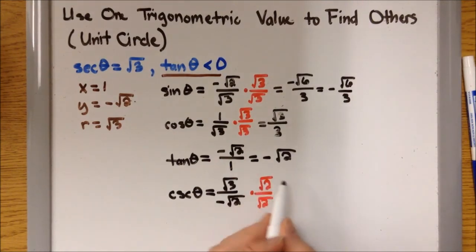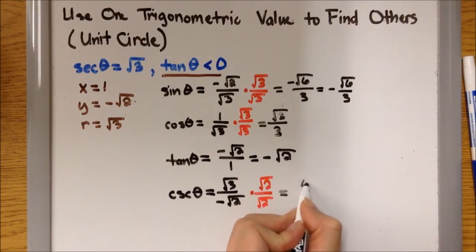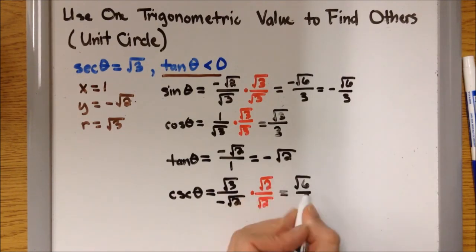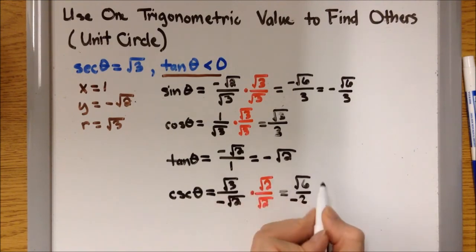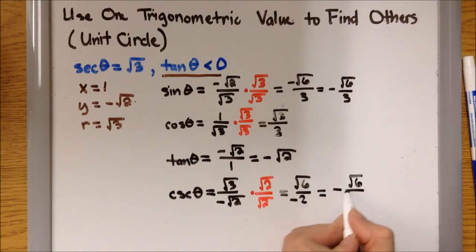So when we rationalize it and multiply, on the top it will be square root of 6, and on the bottom, square root of 2 times square root of 2 is square root of 4. Square root of 4 is 2, but remember, we had a negative at the bottom. And then when we simplify it, it's just going to be negative square root of 6 over 2.